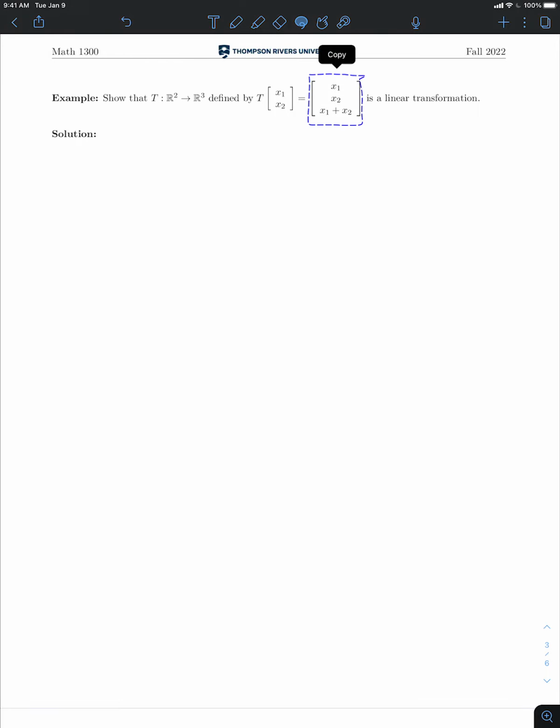So everything looks good, right? We want to show that it's a linear transformation. So we're going to start by picking two arbitrary vectors in the domain. And just to be consistent with last time, I'll call them u and v, but really I could call them whatever I like. I don't need to call them u and v, right? As long as I pick labels and I'm consistent, that'll be totally fine. So I've got my two vectors in R2. And I want to show that t of u plus v is the same as t of u plus t of v.